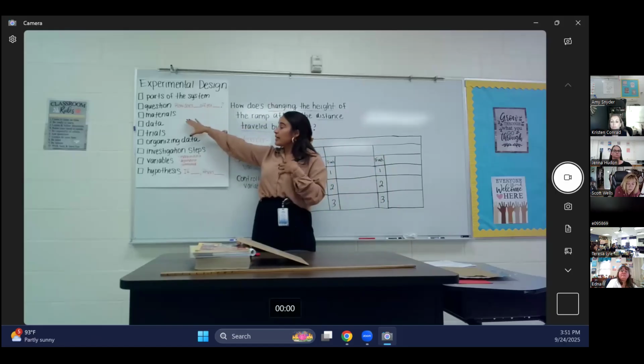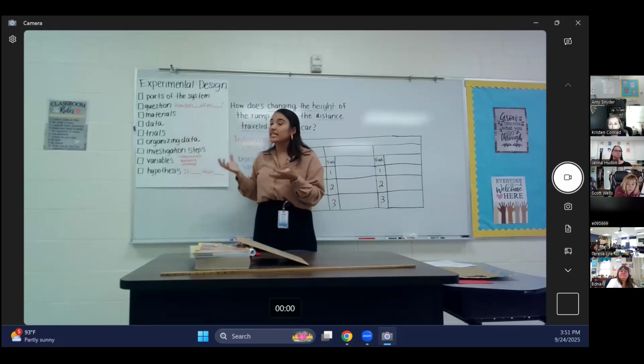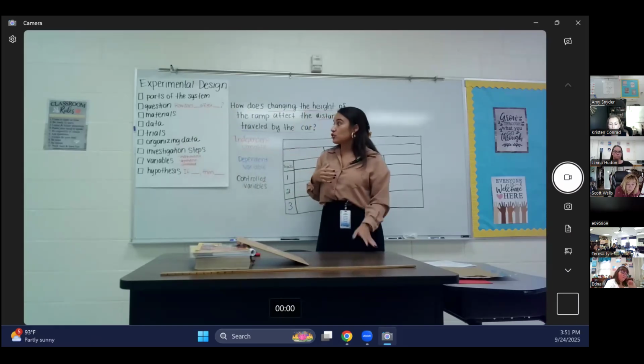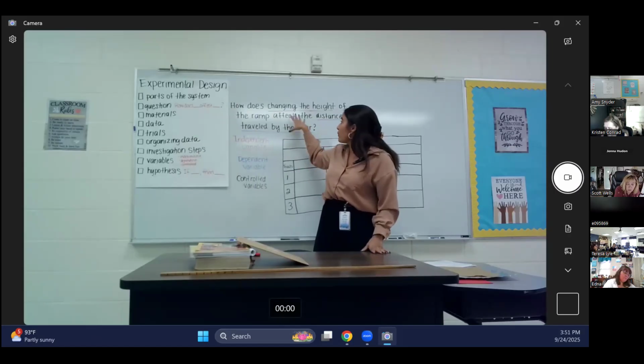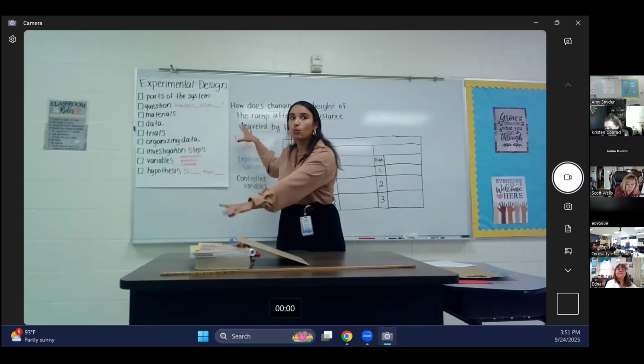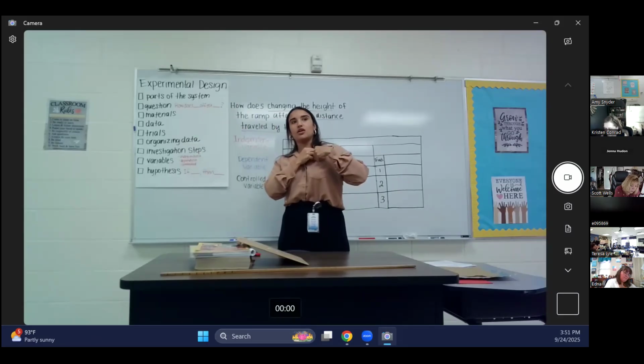So when I'm designing my experiment, I also need to collect data, right? Which is going to lead to my results of the investigation. So the data that I'm going to collect are tied to my question. And so I want to figure out, how does changing the height of the ramp, so I would measure the height of the ramp. I could either say 1 book, 2 books. Can you hear me okay?